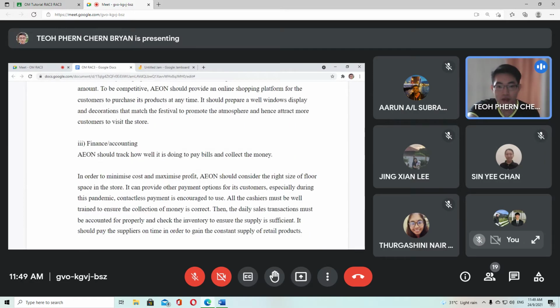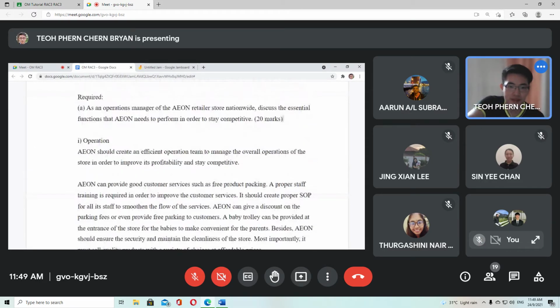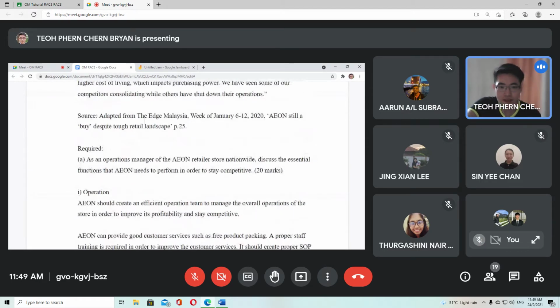Okay. So this one during the exam last year, a lot of students missed the question. Now the question says discuss the essential functions. Functions means departments, right? So when you give your answers, you must give them in terms of departments. Okay, so it's a bit sneaky, right? So a lot of students missed it. They just give the points directly and then they lose some marks.